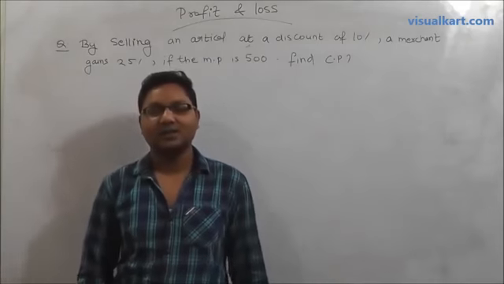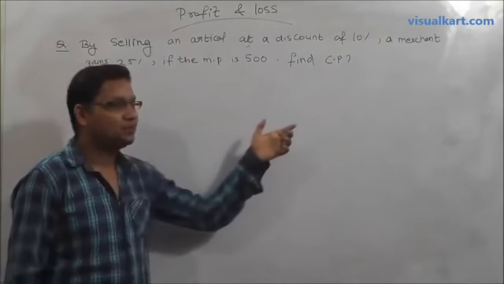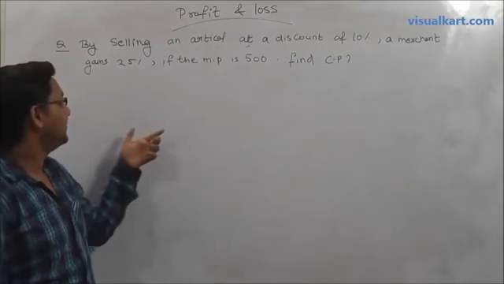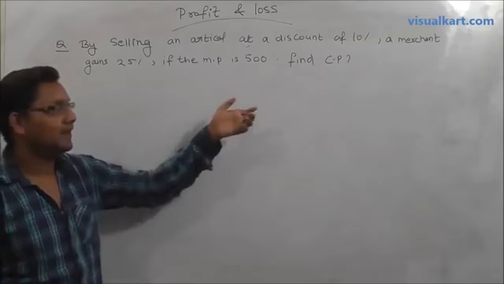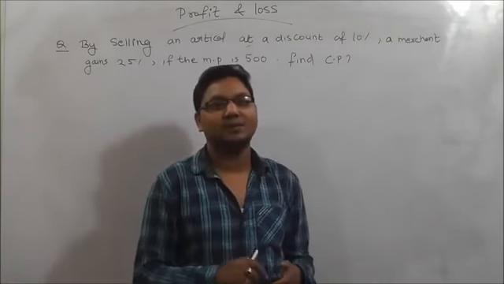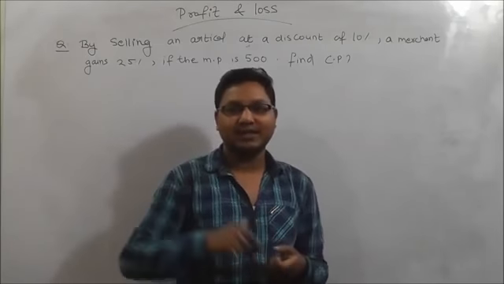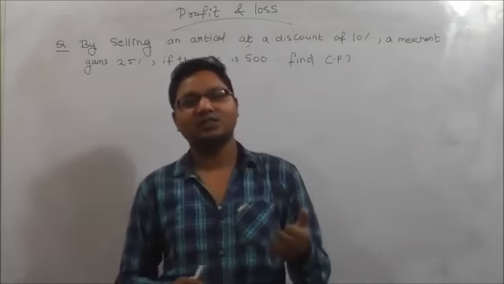Now let us see one more question on mark price. By selling an article at a discount of 10%, a merchant gains 25%. If the mark price is 500, find the cost price. In every question of mark price, just two concepts you have to remember: discount is calculated on mark price, and profit and loss is calculated on cost price. So first see what is given. Mark price is given, and discount is given 10%.